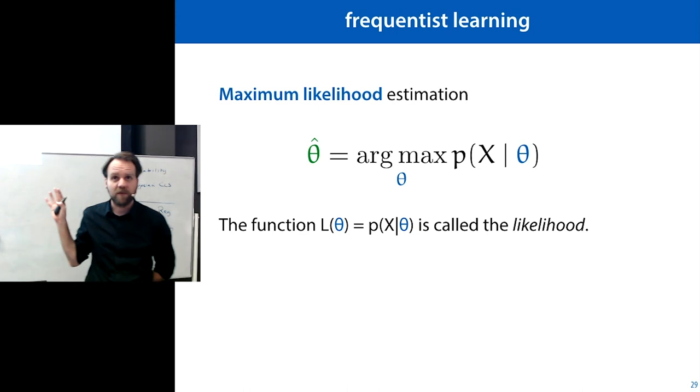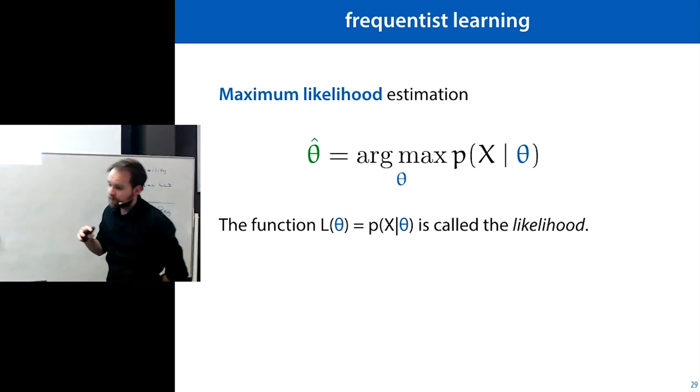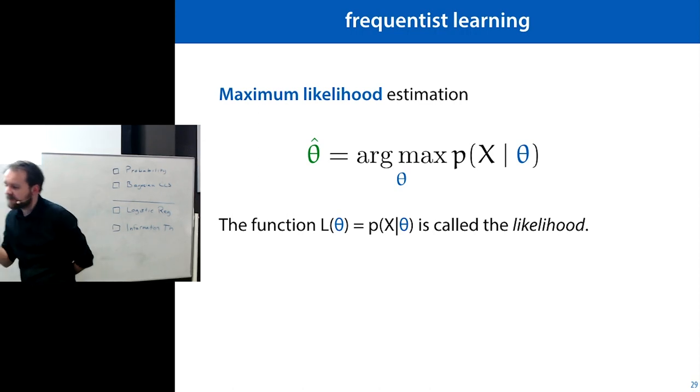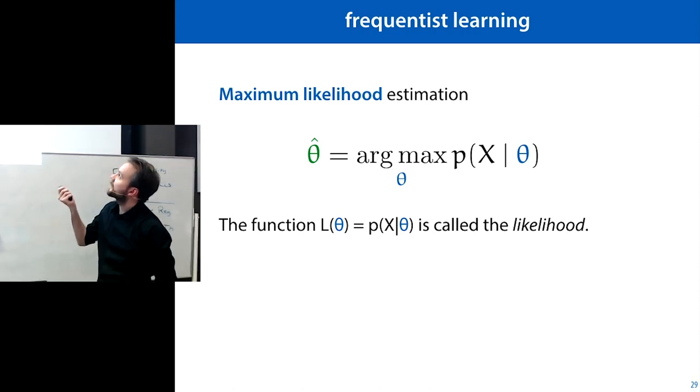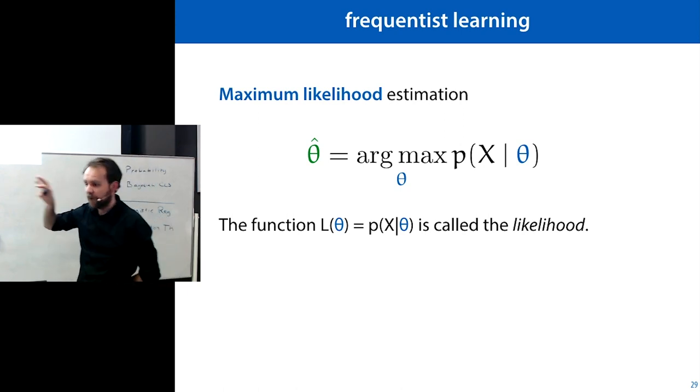This has nothing to do with Bayes' rule or inversion. That'll come into it later. For now, we just assume we have some likelihood function, p(x | theta), and we're just going to maximize it. And that's how we fit parameters to data.